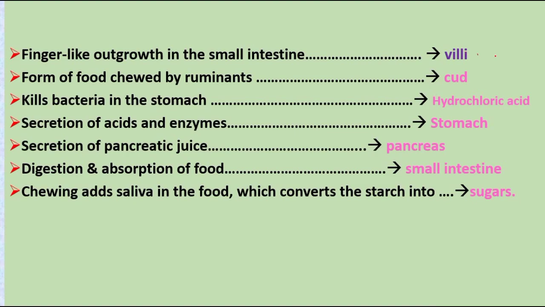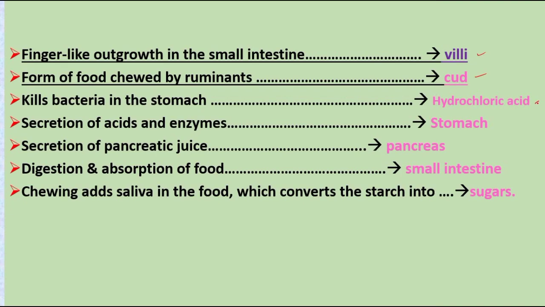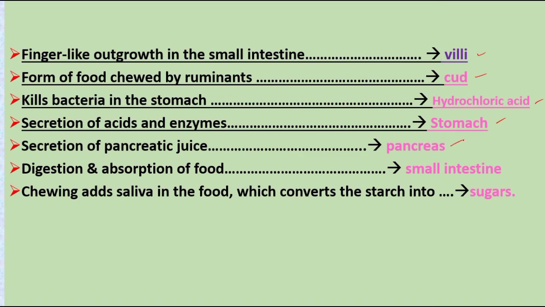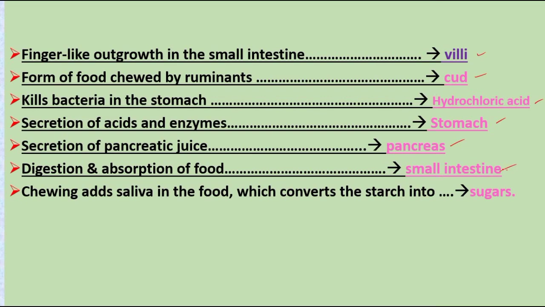Finger-like outgrowths in the small intestine are called villi. Curd is a form of food chewed by the ruminants. Hydrochloric acid kills the bacteria in the stomach. Secretion of acids and enzymes happens in the stomach. Pancreas releases pancreatic juice. Digestion and absorption of food happens in the small intestine. Chewing adds saliva in the food, which converts the starch into sugars.